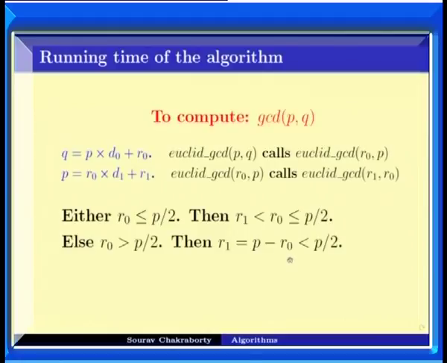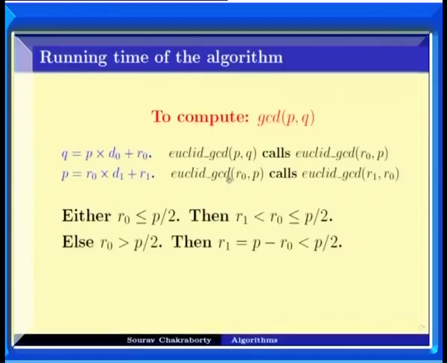In other words, R1 equals P minus R0. Since R0 is strictly greater than P by 2, P minus R0 will be strictly less than P by 2. Thus, in the first case we have R0 strictly less than P by 2, and in the second case we have R1 strictly less than P by 2. Thus, in either case R1 is strictly less than P by 2. So this is the catch: after two calls, Euclid GCD of P, Q calling Euclid GCD of R0, P and then R0, P calling R1, R0, P was the first input, R0 is the first input here. After two calls from P to R1, we have gone down by half.